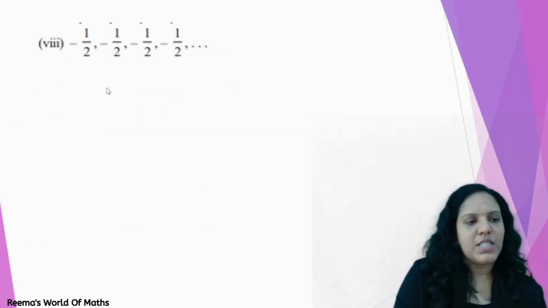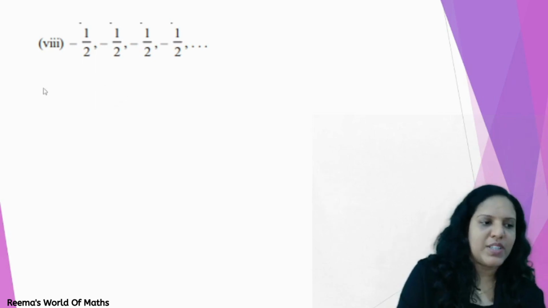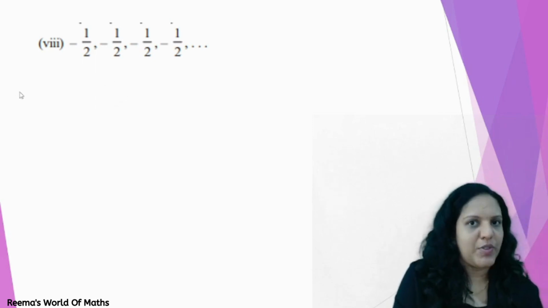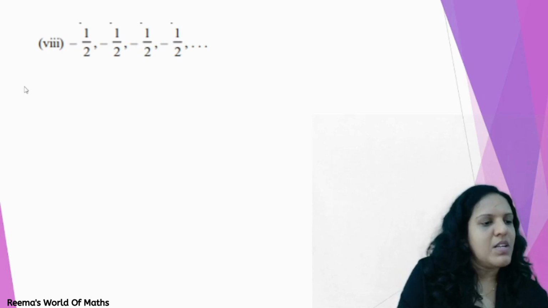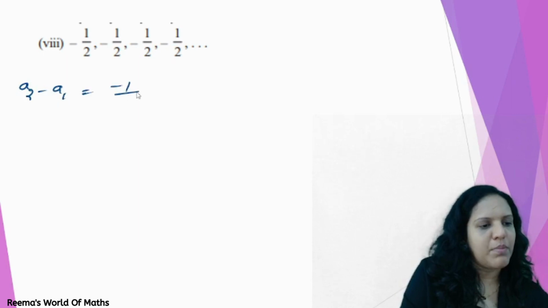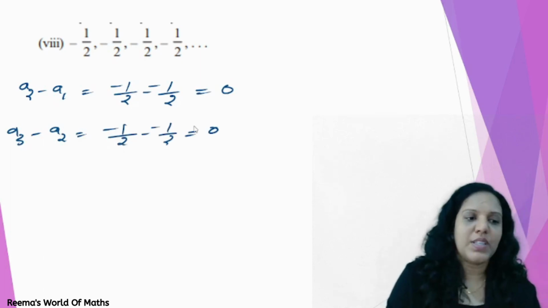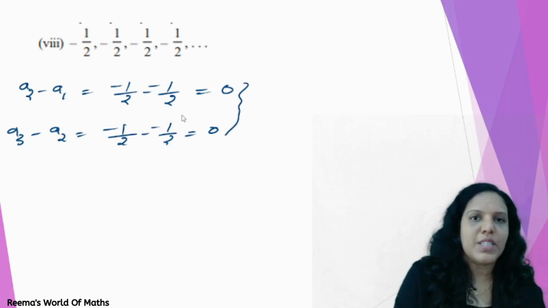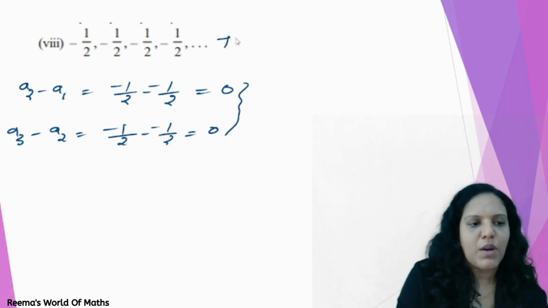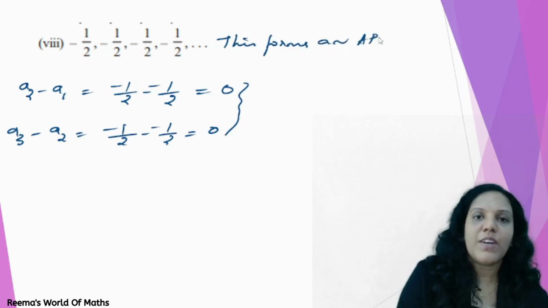Minus 1 by 2, minus 1 by 2, minus 1 by 2 and minus 1 by 2. Here we can easily see the difference is 0 between each two consecutive terms. Let's work it out again. A2 minus A1 is minus 1 by 2 minus minus 1 by 2, which is 0. A3 minus A2 is also 0. Similarly for the next one. So the difference between the consecutive terms is 0, which is constant. So this forms an AP. And what will be the next 3 terms?